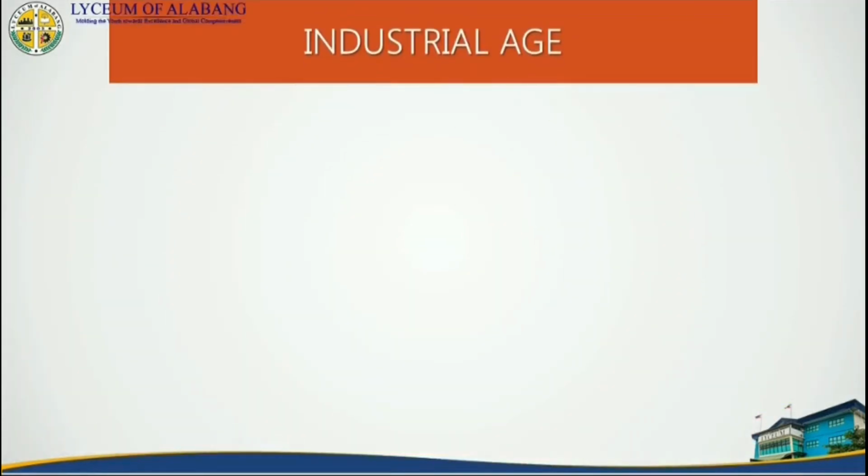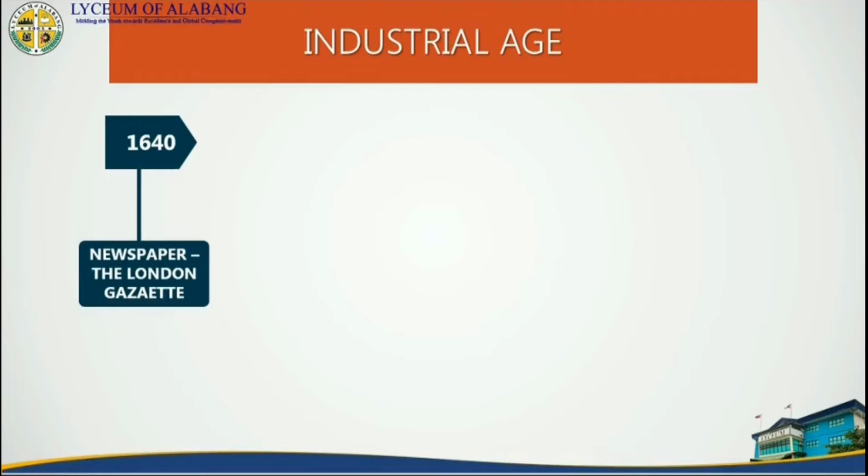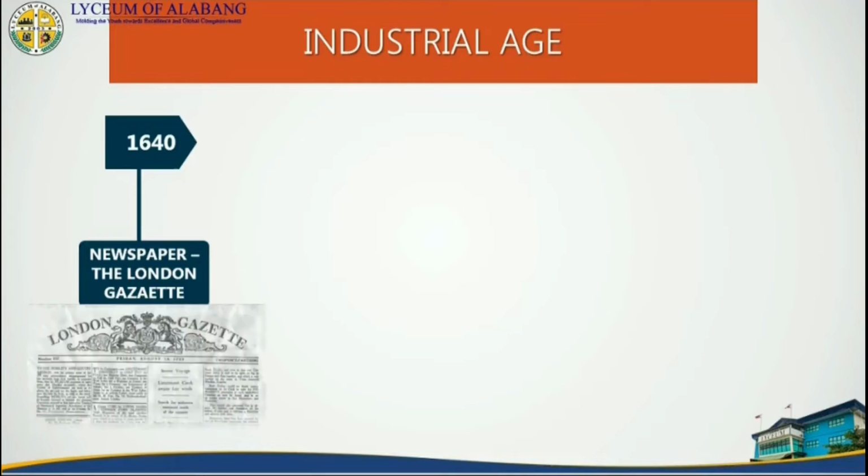And next, we have the Industrial Age. In 1640, we have the newspaper, the London Gazette. The London Gazette is one of the official journals of record of the British government, and the most important such among official journals in the United Kingdom, in which certain statutory notices are required to be published. So that is London Gazette.